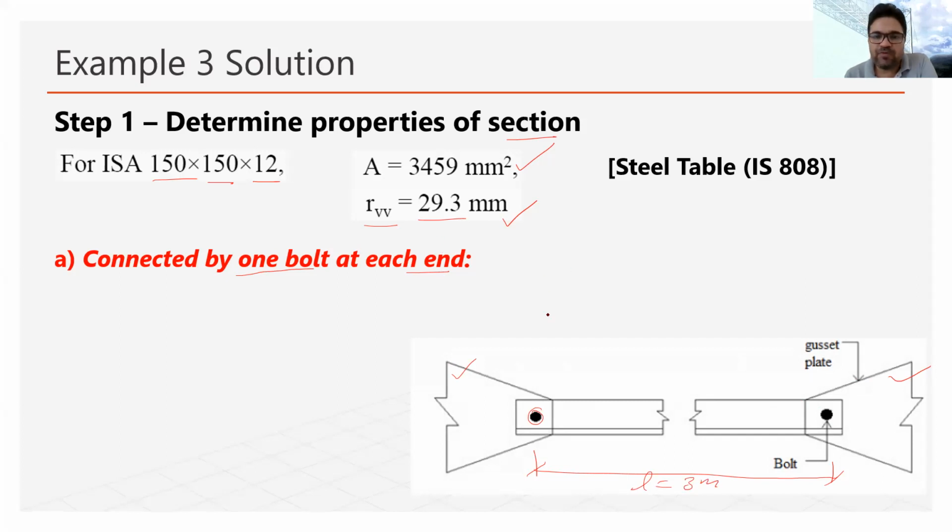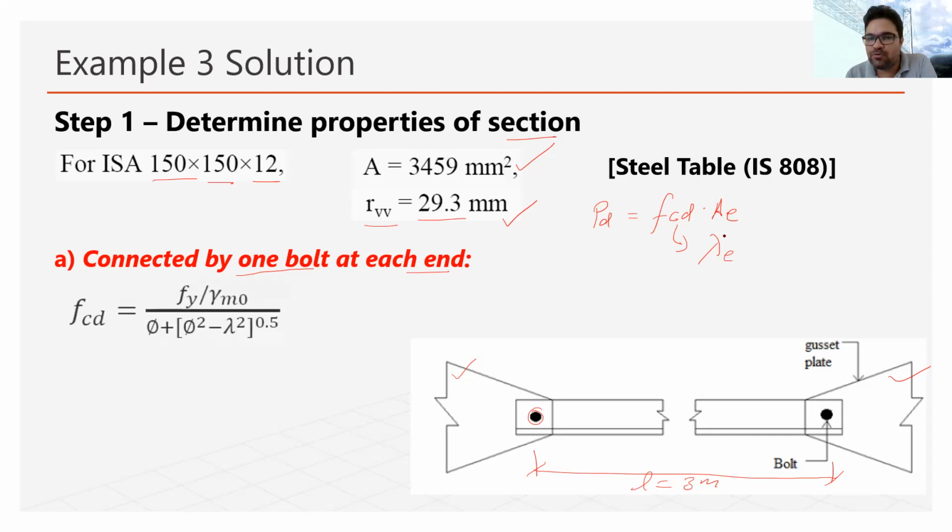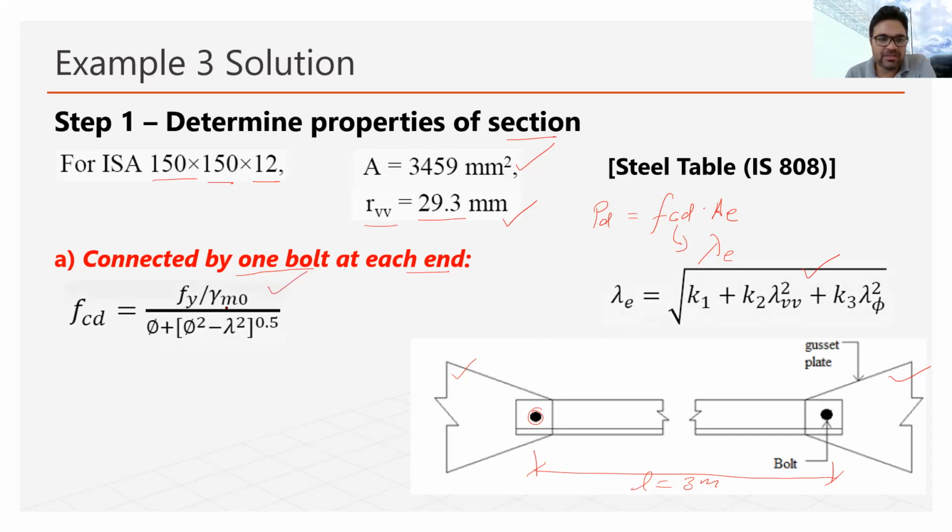Now to find out the strength, we already know the strength formula: this is fcd into Ae. We need to find this fcd, and fcd depends on lambda. In case of an angle section, we are supposed to find lambda_e. You can see the lambda_e formula is this one, and the fcd formula is this one. In this fcd formula we are using lambda, and this lambda is actually lambda_e. The formula for lambda_e is this one, which we have seen in the IS code also.